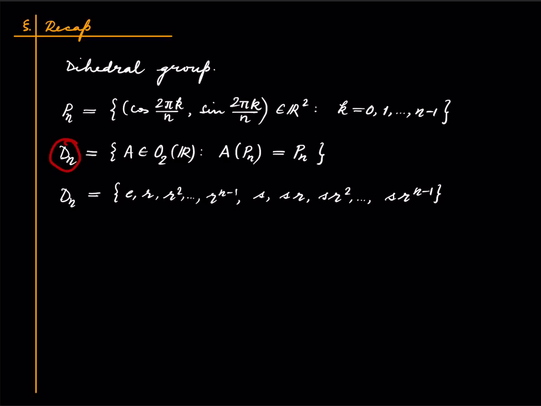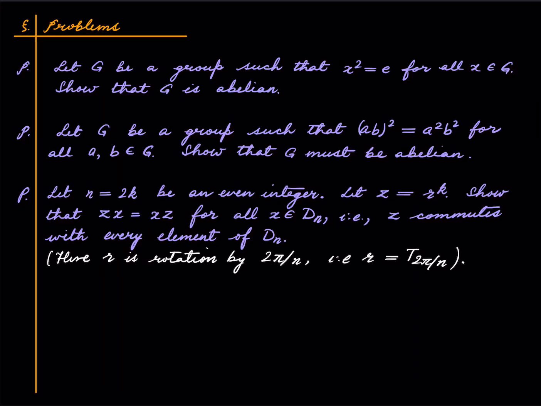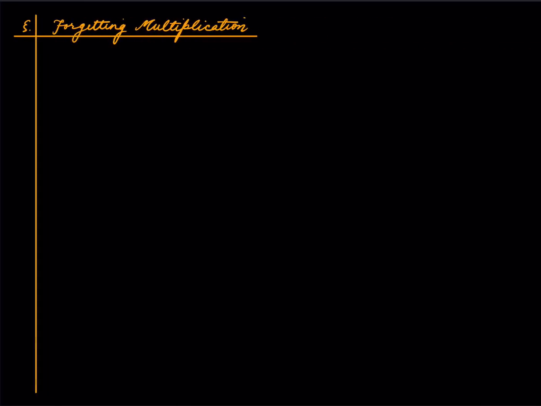And then we defined the dihedral group as all those orthogonal transformations which preserve this polygon. I expressed it in a slightly different way, but this is an equivalent expression of the same thing. And we saw that the dihedral group is a group of size 2n, and these are all the elements of the dihedral group, where this is the identity element, this is rotation by 2 pi by n, s is the reflection about the x-axis. I don't need any of it for today's lecture, but anyway. So these are the problems, and now let us get on with the material of this lecture.